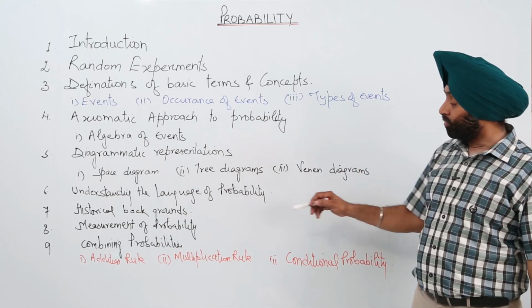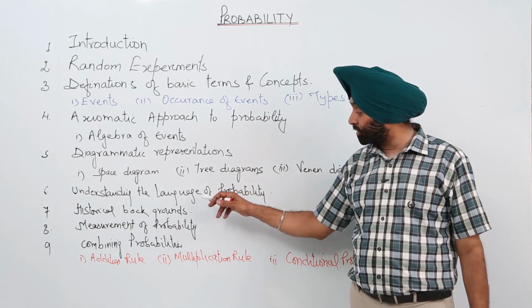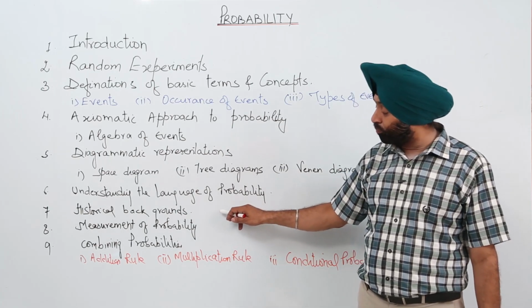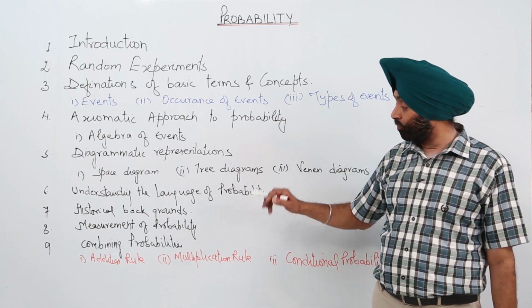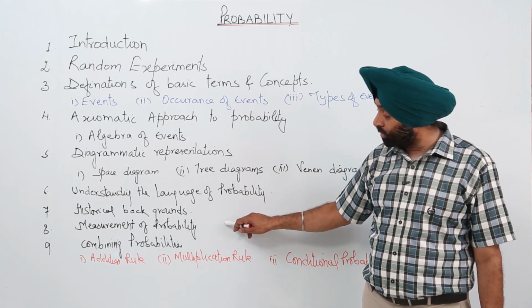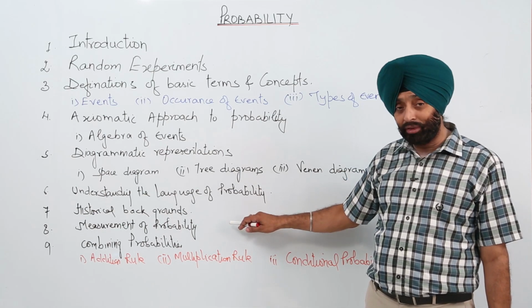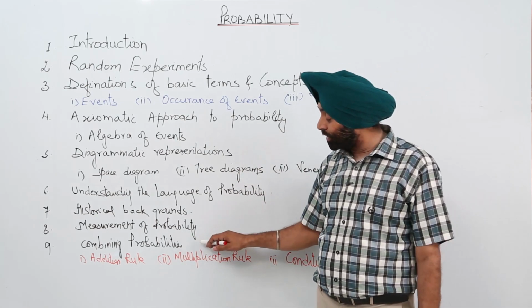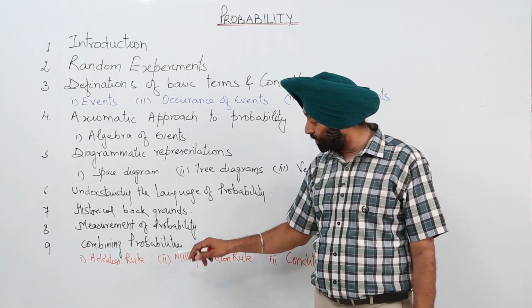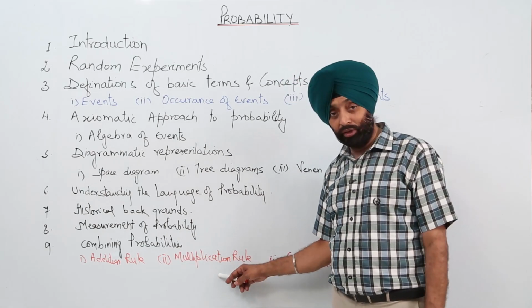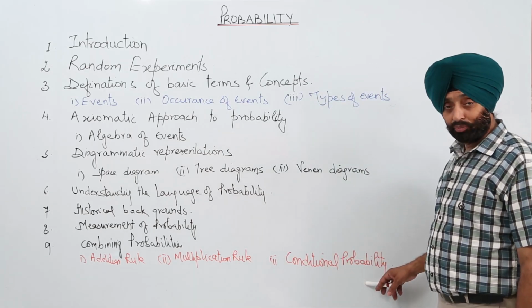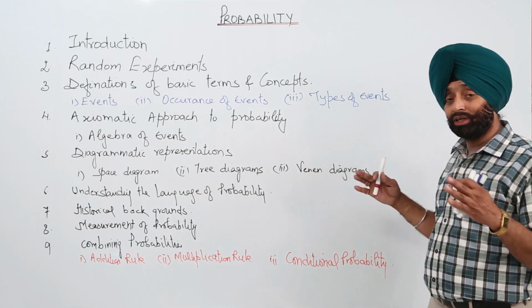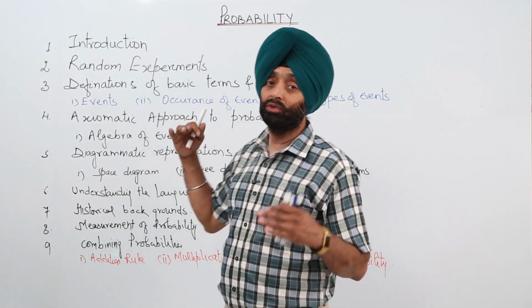Now after that, we will be doing some basic things. Again, understanding the language of probability. Then historical background about probability. Then measurement of probability, which is also a very nice and vast topic. Then we have combining probabilities. In combining probabilities, we have the addition rule, the multiplication rule, and conditional probability. Conditional probability will be a very major topic in this new chapter.